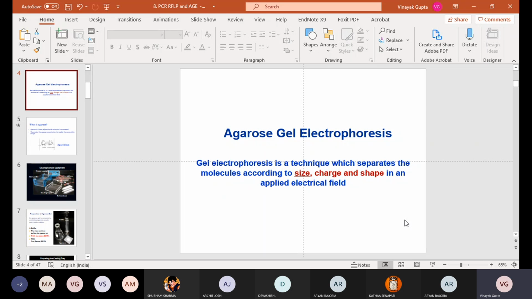But yes, if salt is there, it can shield the negative charge. Like NaCl or Mg2+, they can bind to that phosphate group and they can shield. Yes, that is possible. But in all these protocols we have done, we are taking care of that.